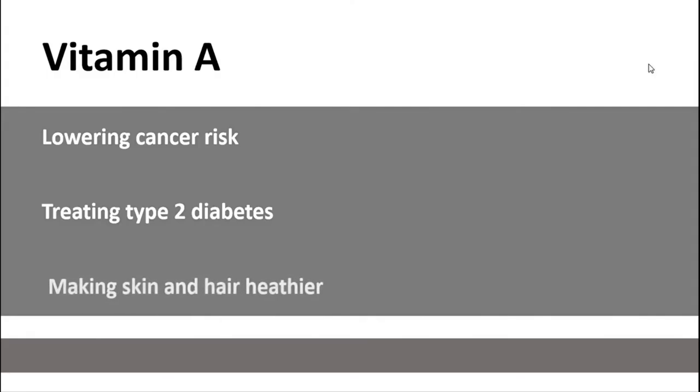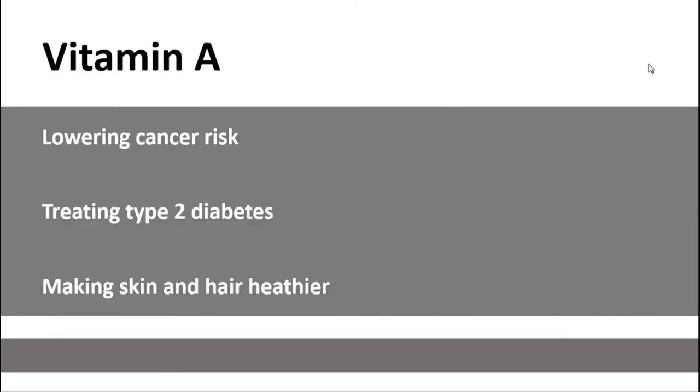A derivative of vitamin A has been found to normalize blood sugar in mice with diabetes. And finally, it is very helpful for skin and hair. It contributes to the production of sebum, the oil that helps maintain levels of moisture in the skin and hair.